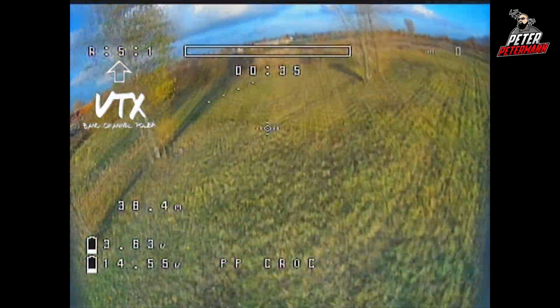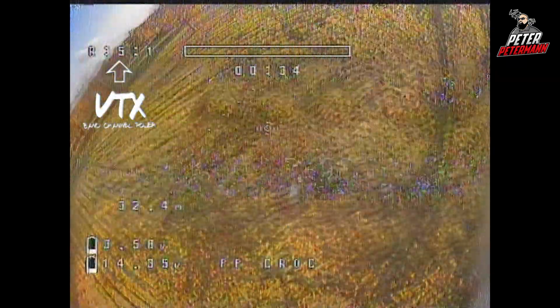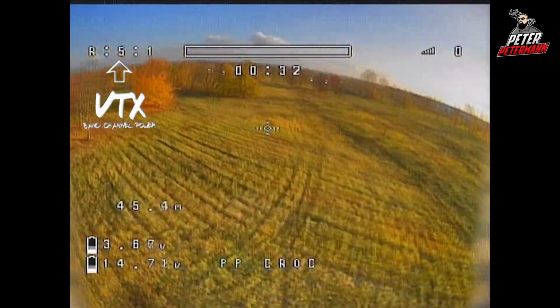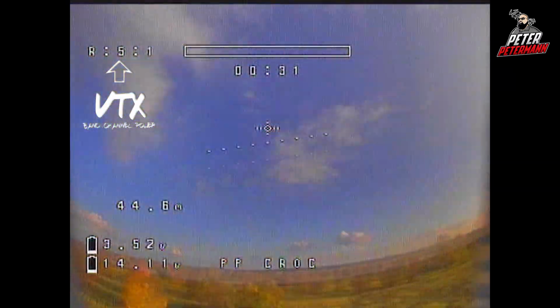The first one is the VTX, which is my video transmitter, and this basically tells me on what band, what channel, and what power level my VTX is transmitting.